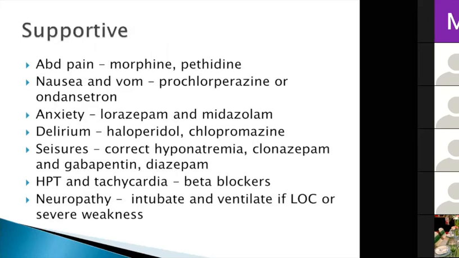In terms of supportive management for abdominal pain, we can give high doses of morphine and pethidine. We can give 50 to 100 milligrams of pethidine hourly until there is relief of symptoms. We're not really worried about dependence because the high doses are for very severe pain, so chances of the patient developing a dependence or tolerance are very low. For nausea and vomiting, we can give prochlorperazine or use ondansetron with caution.